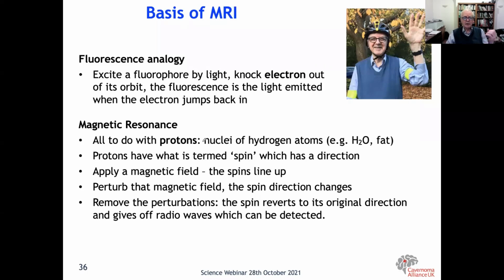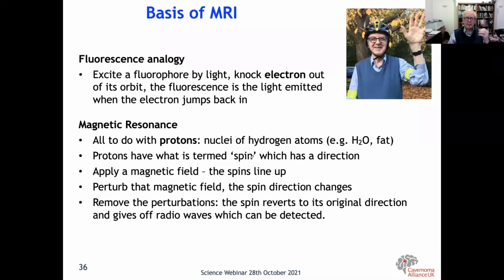Now, protons have what is called spin. Think of a spinning top, for the sake of argument. A spinning top works in a particular direction. You can say that it's up or down, and a proton has a spin with a direction. Now, if you apply a magnetic field, the spins all line up. They don't line up at the level of field that the Earth has, but the level of field that the magnetic resonance imager has will certainly line them up.